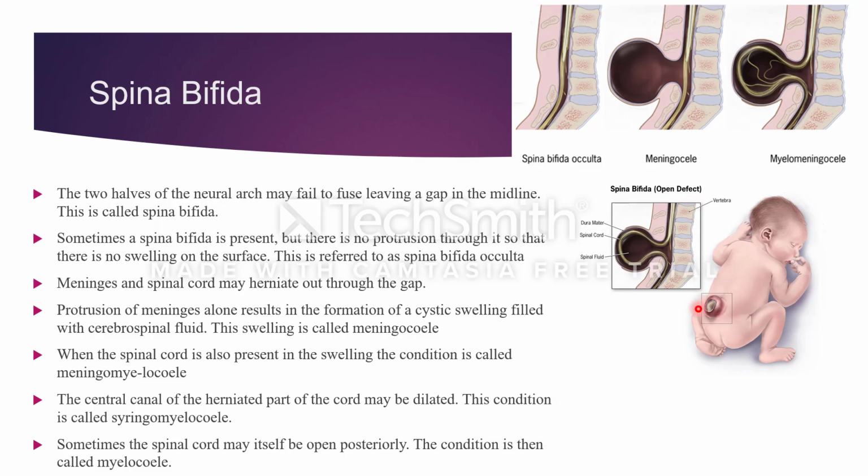dilated. If it is dilated, it is named as syringomyelocele. Sometimes the spinal cord may itself be open posteriorly, that is named as myelocele. If it is open posteriorly, then it is named as myelocele. So these are some of the types which are present in spina bifida.